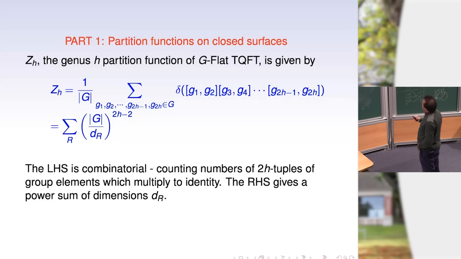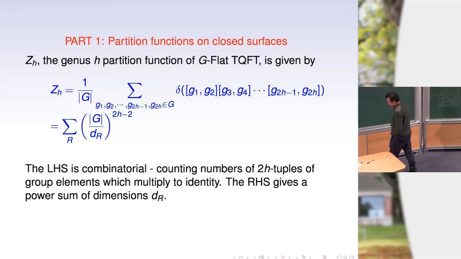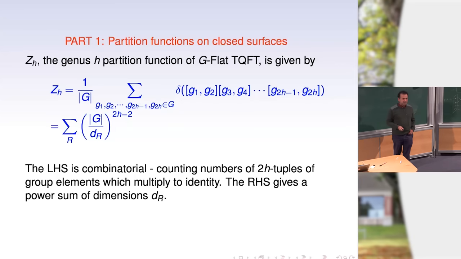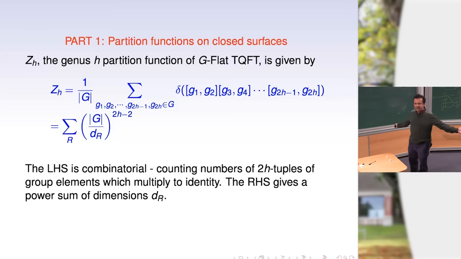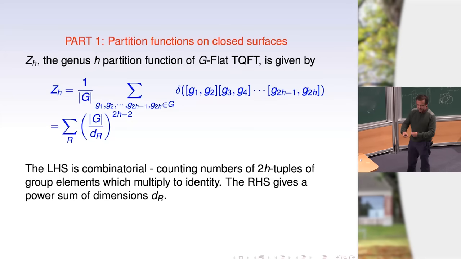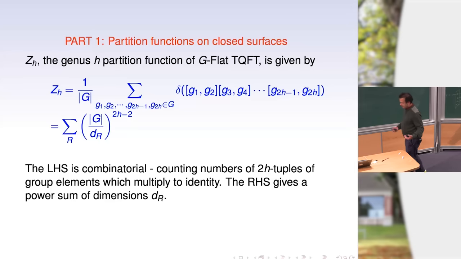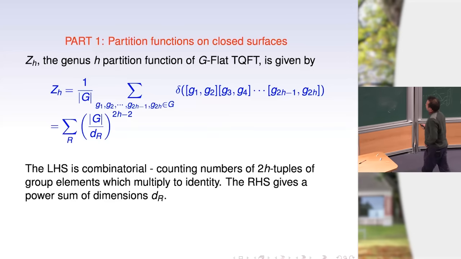It says that if the product of group elements you see here is 1, the delta function will give you 1. If that product is not 1, the delta function will give you 0. So you just sum over tuples satisfying the condition that the product of these commutators is 1. So very combinatorial counting: just take group elements, multiply them, and you count, you get a number.